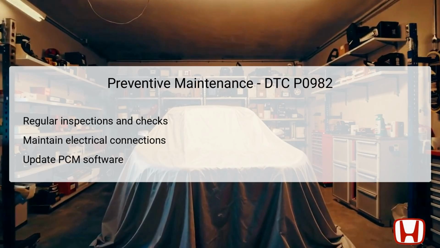Preventive maintenance is a vital aspect that can help in avoiding the recurrence of DTC P0982 and similar issues in the future. Regular inspections and checks of the electrical system, including solenoid valve connections, should be part of the routine vehicle maintenance. Ensuring that all wiring is intact and free from frayed edges will help prevent shorts and other electrical failures. It is also beneficial to maintain clean and secure electrical connections to the solenoid valve, which encourages optimal functionality and reduces the risk of intermittent failures.